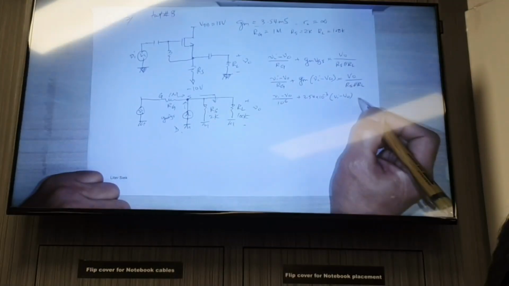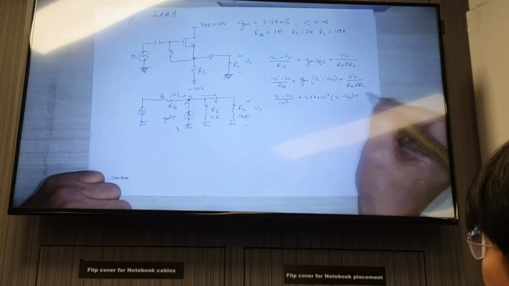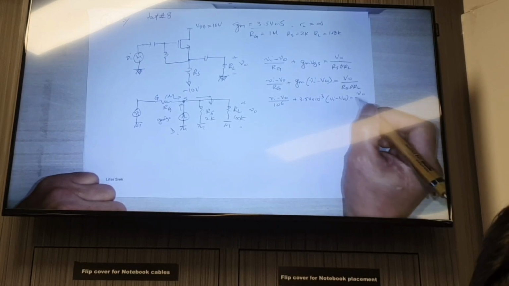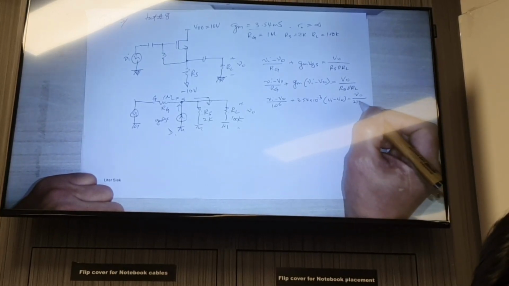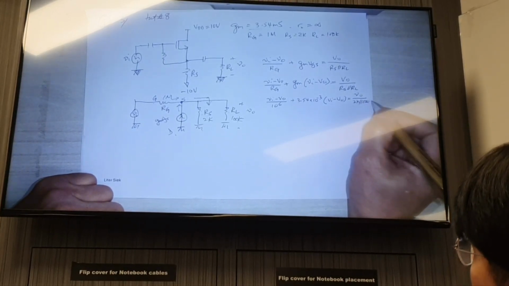milli, times the difference between Vi and Vout, is equal to Vout over 2K in parallel with 100K.